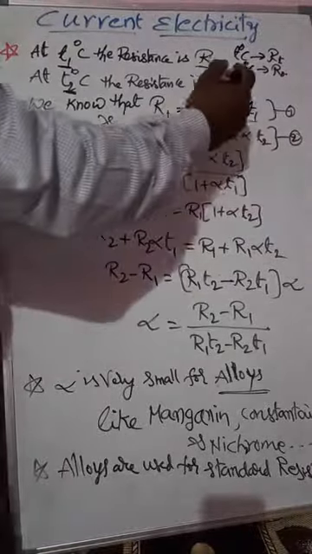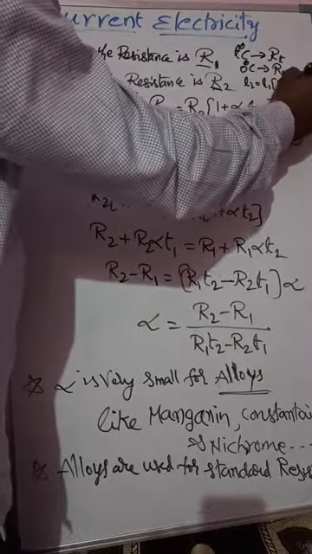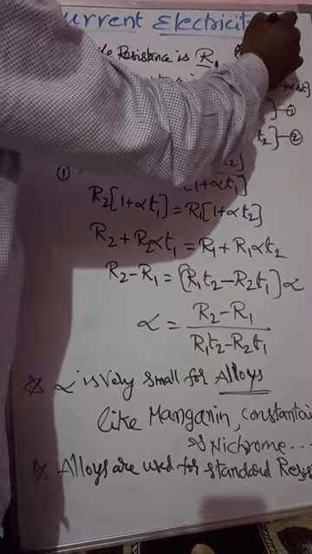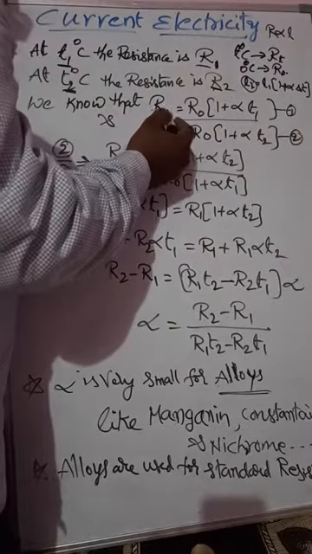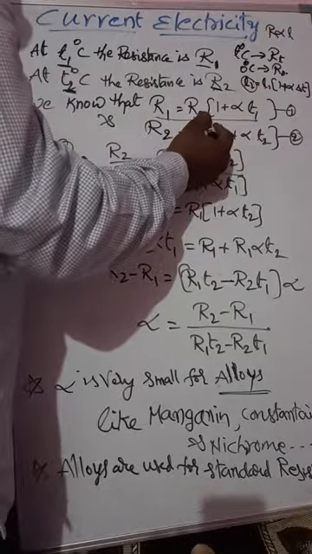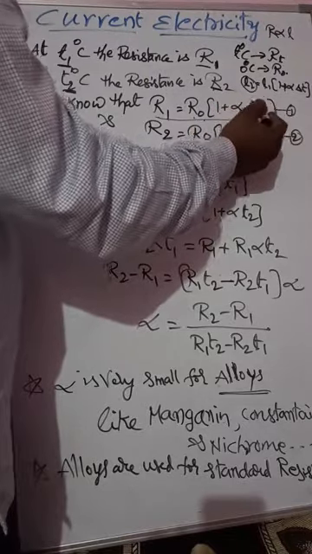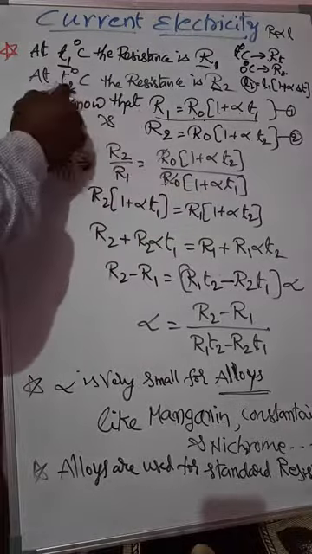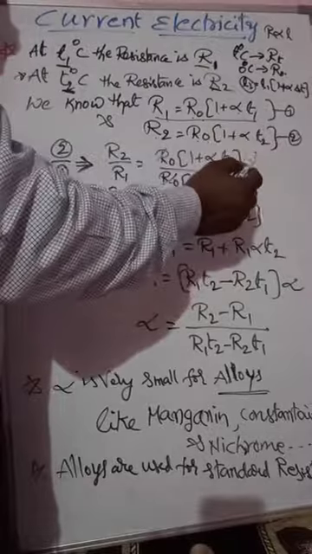Because L2 equal to L1 into 1 plus alpha delta T. Already we learned, same model. R is directly proportional to L. Correct? So instead of R1, here I want to write R0, at 0 degree centigrade, 1 plus alpha T1 minus 0 means T1. Clear? Similarly, R2 equal to R0 into 1 plus alpha T2.